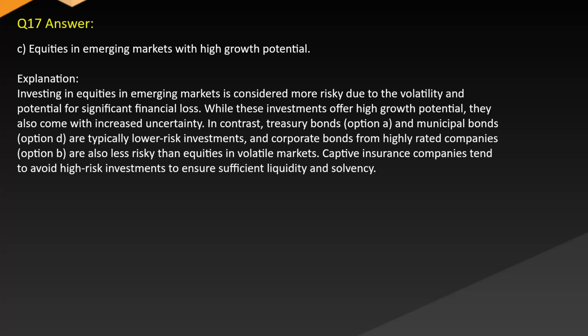In contrast, Treasury bonds, option A, and municipal bonds, option D, are typically low-risk investments, and corporate bonds from highly rated companies, option B, are also less risky than equities in volatile markets. Captive insurance companies tend to avoid high-risk investments to ensure sufficient liquidity and solvency.